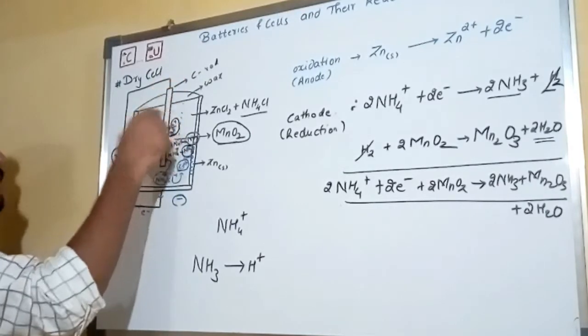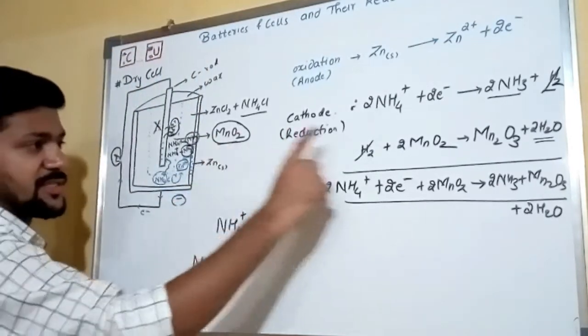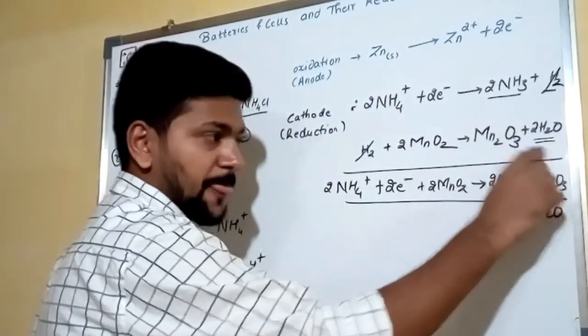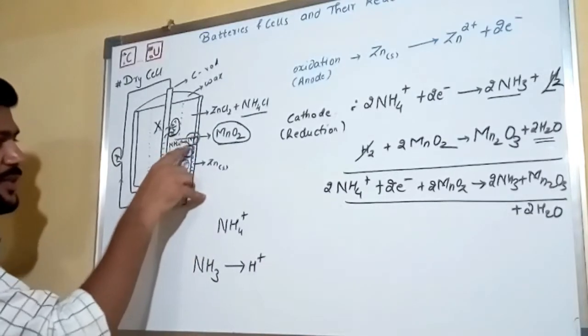Since hydrogen gas needs to be destroyed, we have got MnO2. This MnO2 will react with hydrogen, giving you Mn2O3 plus water. I hope that is clear. So what about this ammonia? Where will this ammonia go?